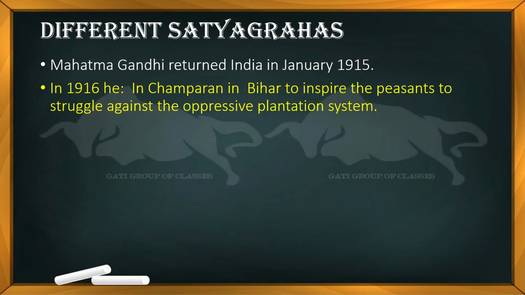In 1916, he started a satyagraha in favor of the peasants. Now, what was the reason? He started a satyagraha in Champaran, Bihar, because there was a plantation system going on. According to the Inland Immigration Act, the people who were working in the fields were not allowed to leave those places, and they had to remain there. They could not go beyond that place. So he started a satyagraha against them.